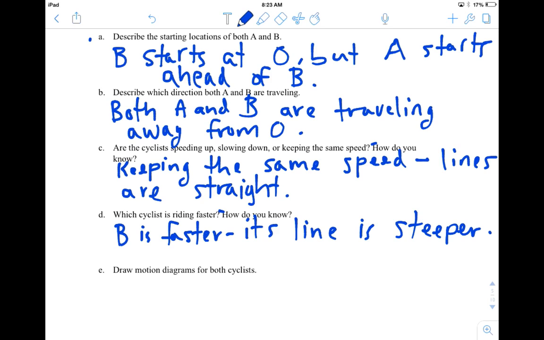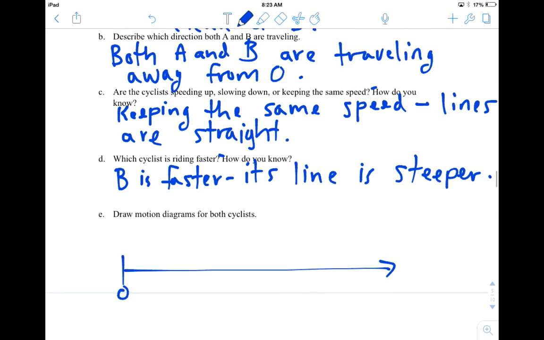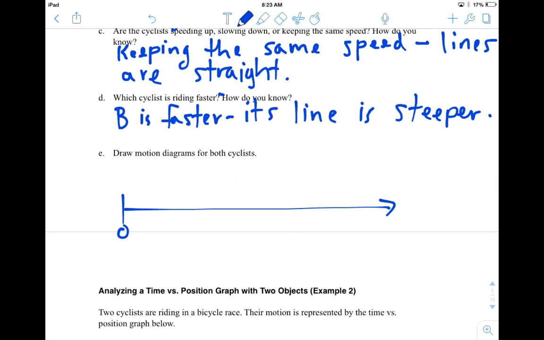Okay, draw motion diagrams for both cyclists. Okay, so I'm going to draw one motion diagram, and I'm going to put both cyclists on it. So let's draw B first. Okay, so B starts at 0, and then he goes pretty fast. We'll start it at 0, and then let's go about that fast. Remember, I have to have dots that are evenly spaced because he's going the same speed, and I have to have arrows that show that he's going away from 0.